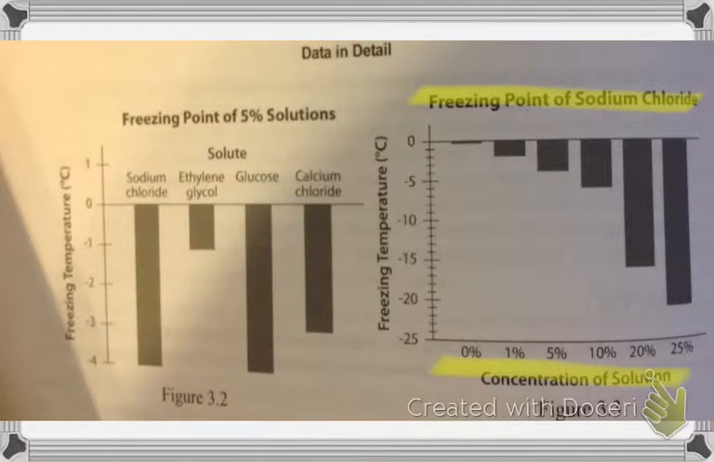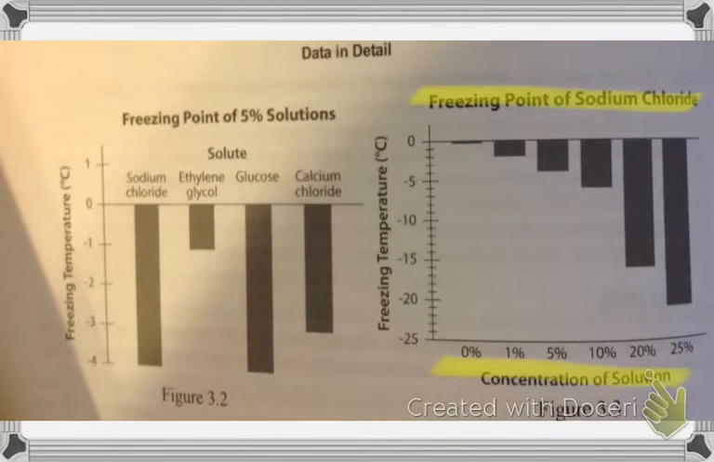So you want to pay attention when you look at bar graphs, look at the titles and labels. Also look at the range and scale of the axes, okay? That information is going to be important. Lastly, compare the height of the bars on the graph.